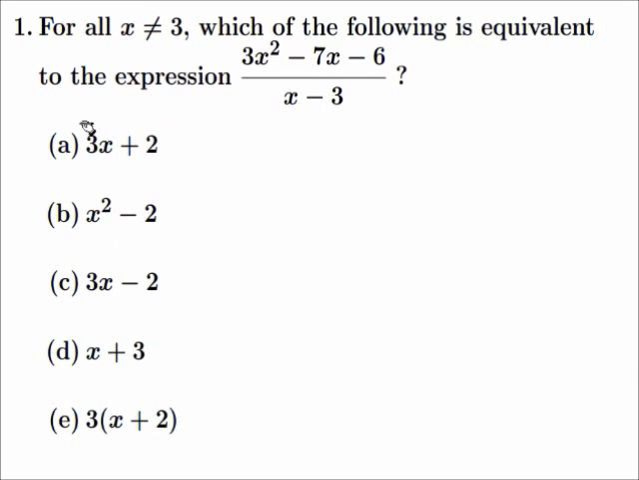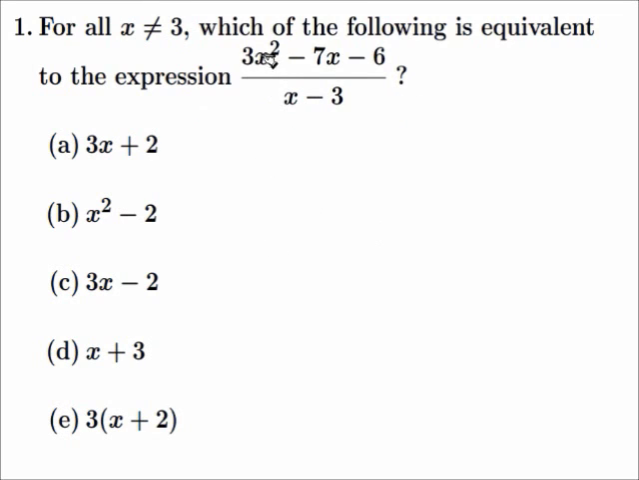So the plug-in zero method basically says we can plug in 0 in this expression and plug in 0 into each of the answers and then see which one matches. And if we only find one answer that matches, then that's our correct answer. So let's try this and then I'll explain why this works.